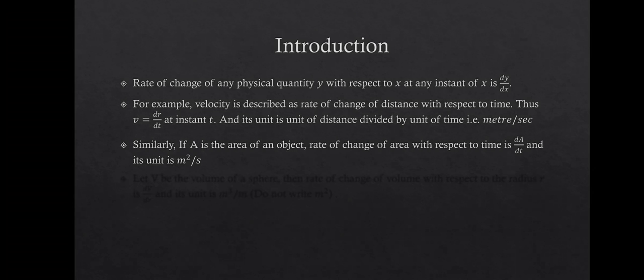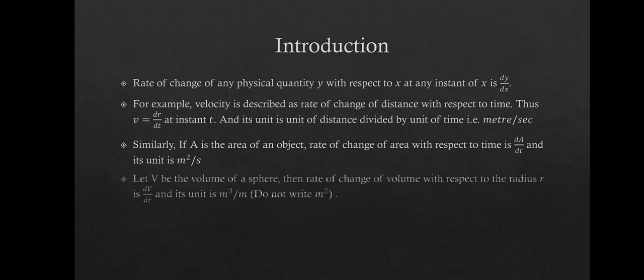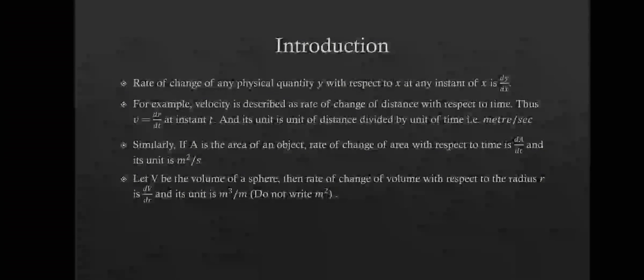Then again, if I am talking about the volume of a sphere, let me denote it by capital V, and I am looking for the rate of change of volume with respect to the radius. Small r is representing the radius, so the rate of change of volume with respect to the radius will be given by dV by dr, and in this case the unit is going to be the unit of volume by the unit of radius, that is meter cube per meter. Now you will be tempted to write it as meter square, but do not write it.